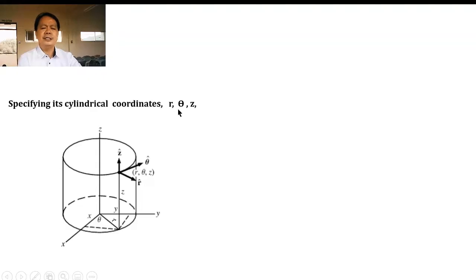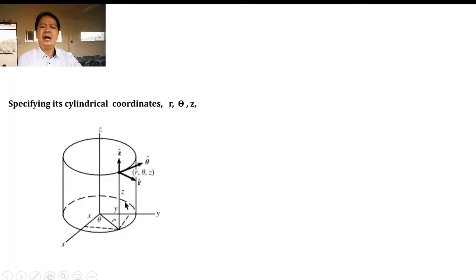While this theta is the angle that the position of the particle, that ray that will connect the origin to the position, will be making with respect to another reference axis, and that is called as the theta.